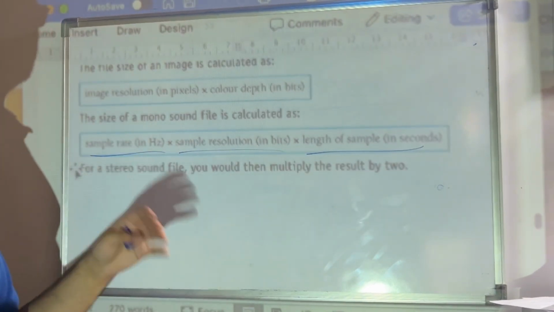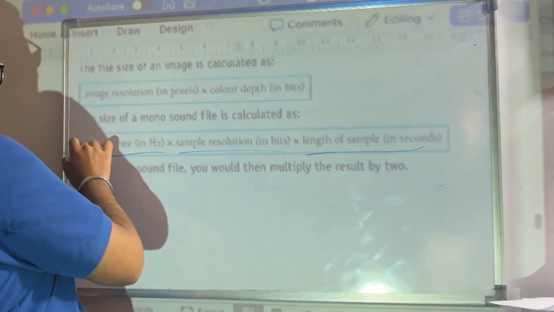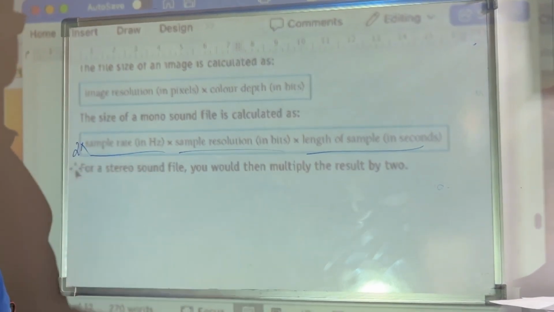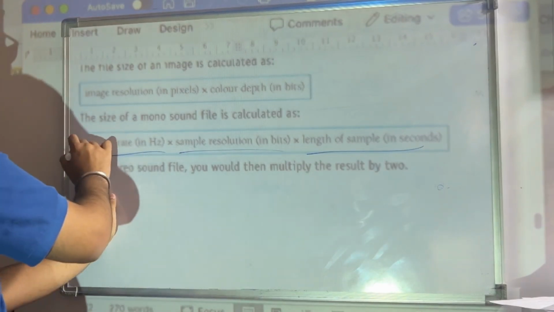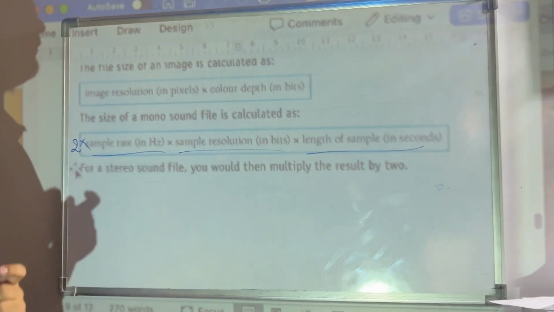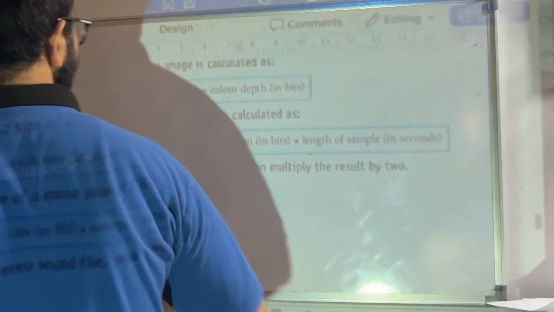Let's say the question says calculate the file size of a stereo file. So you're going to multiply by 2 here. That's it. The formula is going to remain the same. So for mono, this is the formula. For stereo, a multiplier 2 here. Right? Hope this formula is clear to you.